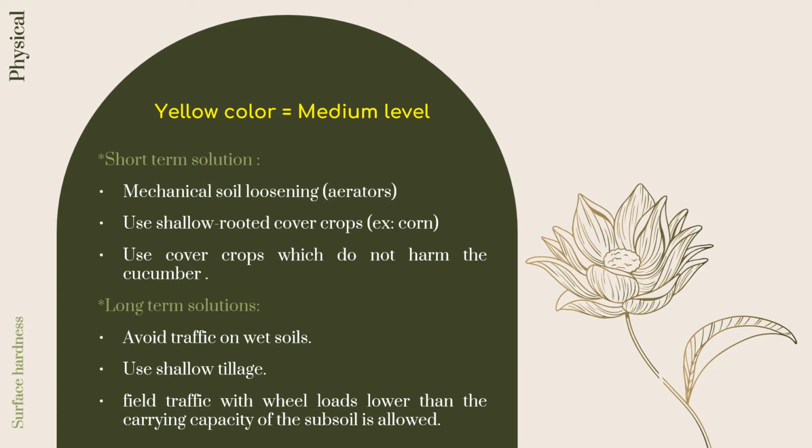We use shallow tillage. The shallow tillage reduces the compaction. And the last thing is to use controlled field traffic with wheels. This means we make a route for the wheels to pass through.